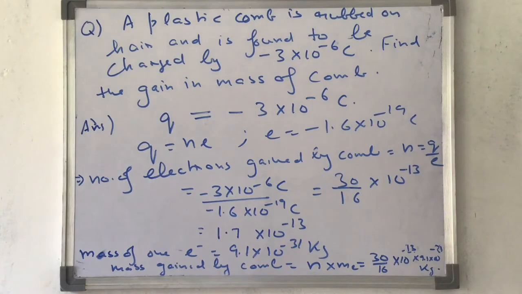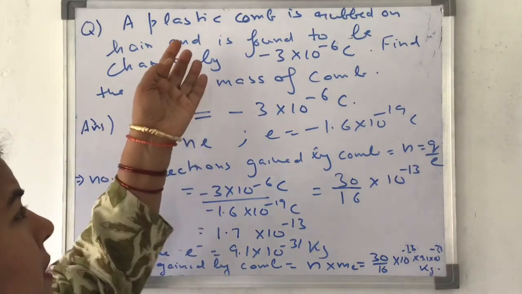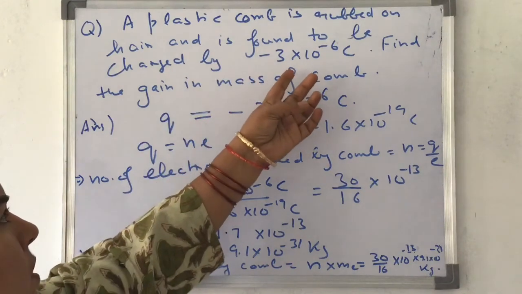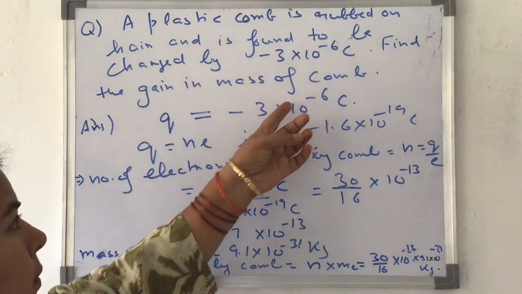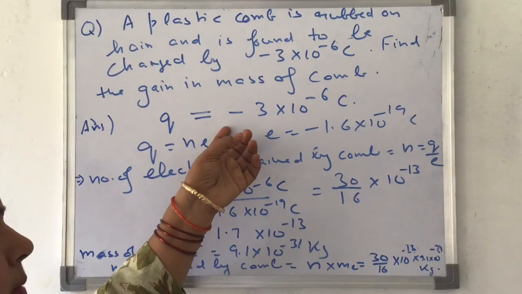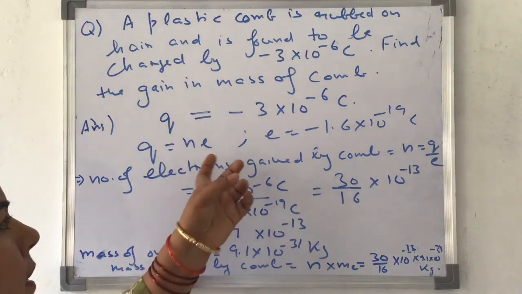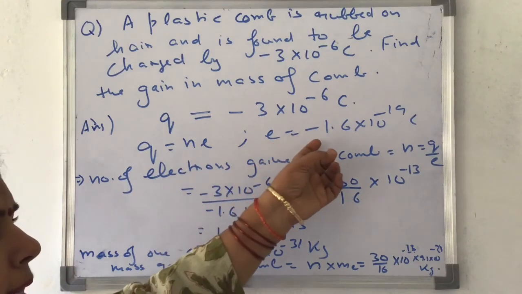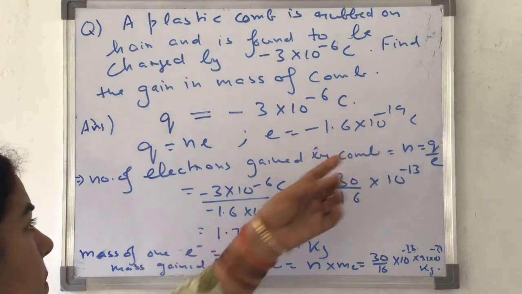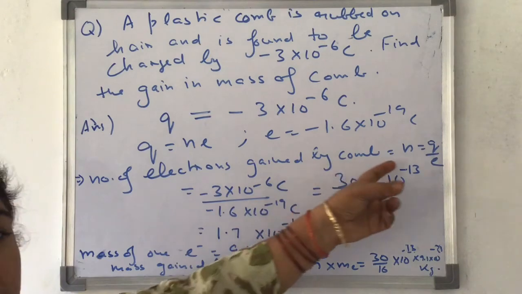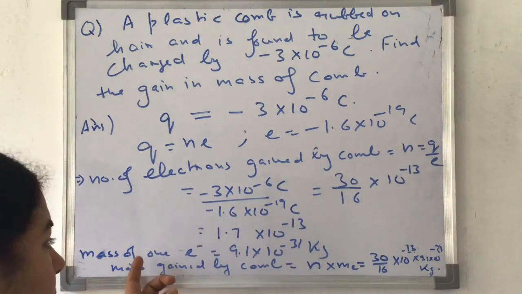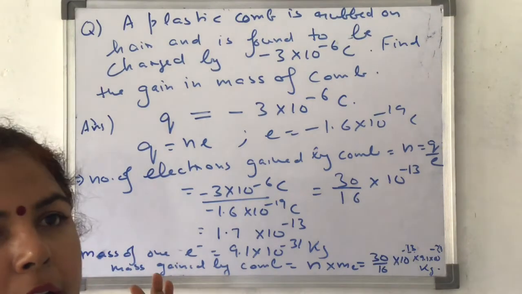I quickly repeat. Here the question was, a plastic comb is rubbed on hair and is found to be charged by this much charge. Find the gain in the mass of the comb. Here the total charge gained is minus 3 into 10 raised to minus 6 coulombs. Q is equal to Ne according to the quantization relation. e is equal to minus 1.6 into 10 raised to minus 19 coulombs. So the number of electrons gained by comb becomes N is equal to Q by e. The value of N we are finding out, then we are multiplying it with the mass of one electron.